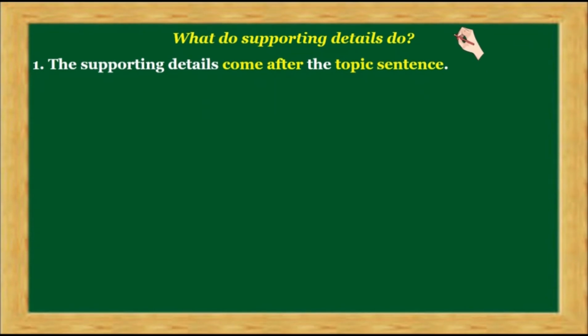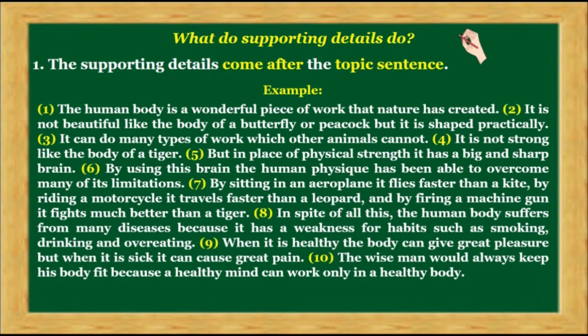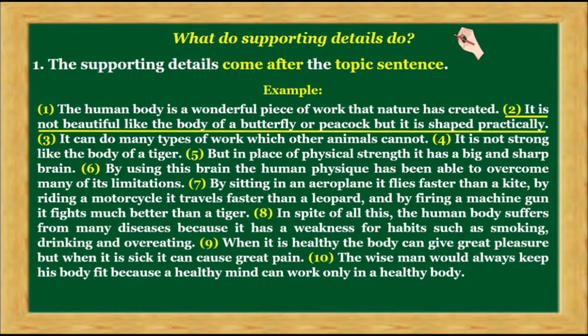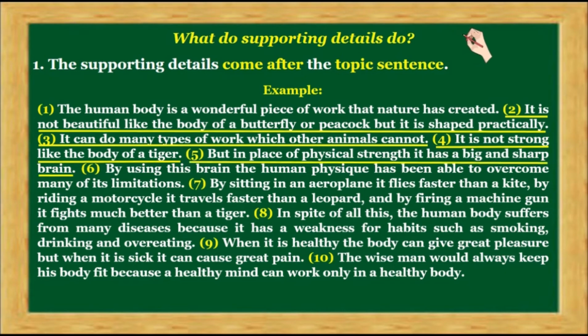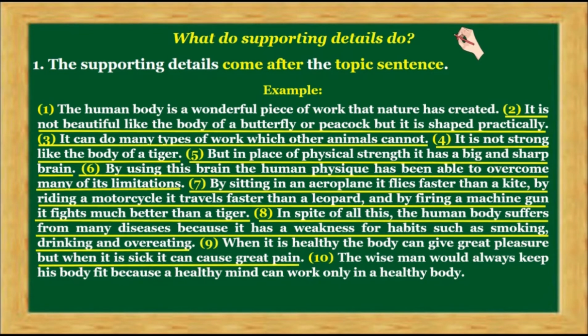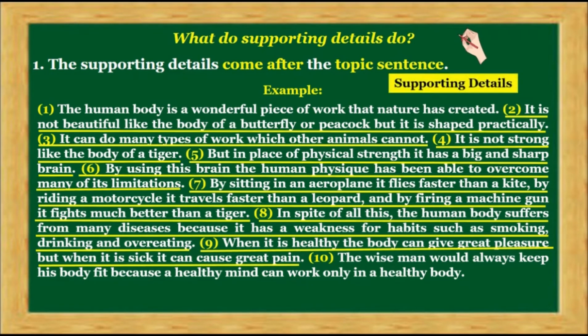If the topic sentence appears at the beginning of a paragraph, the sentences after it are supporting details. Let's look at a sample paragraph. The first sentence in that paragraph is the topic sentence. Meanwhile, the second sentence, third, fourth, fifth, sixth, seventh, eighth, and ninth sentence are supporting details.